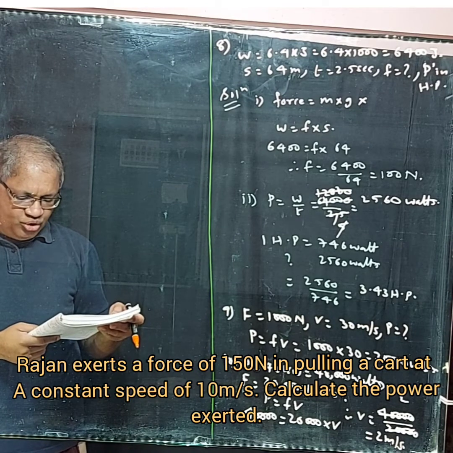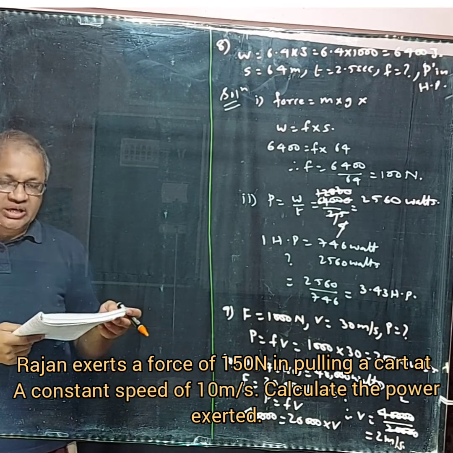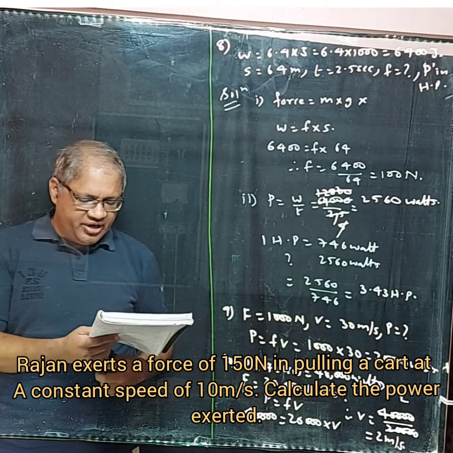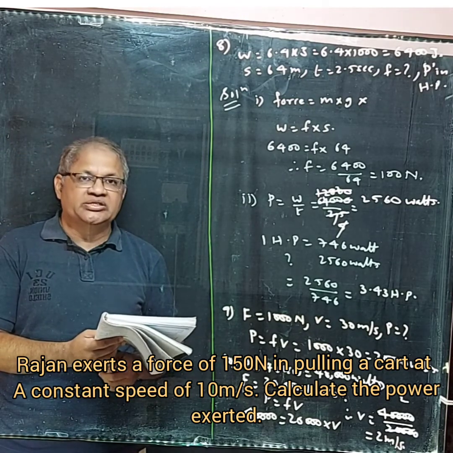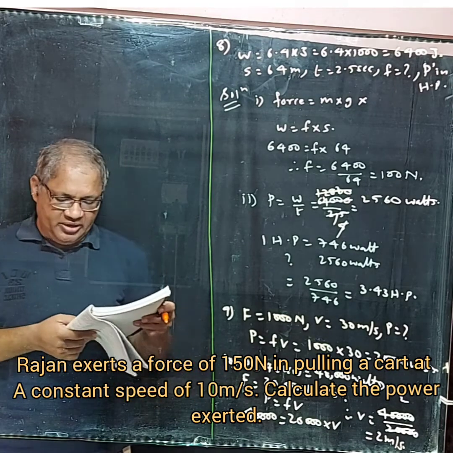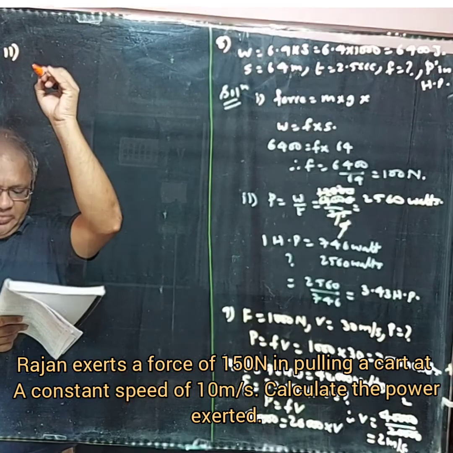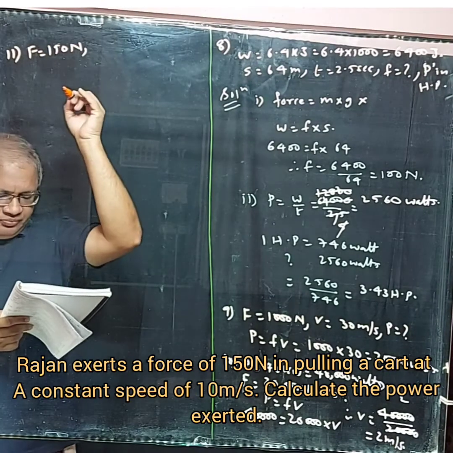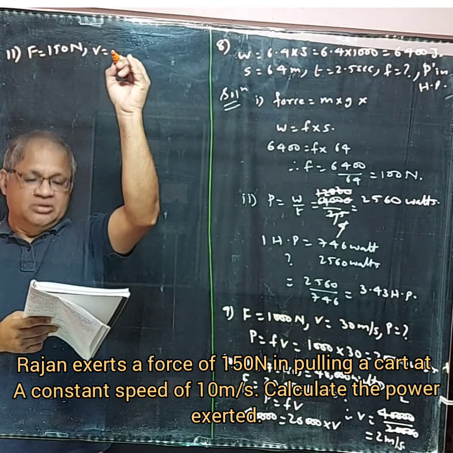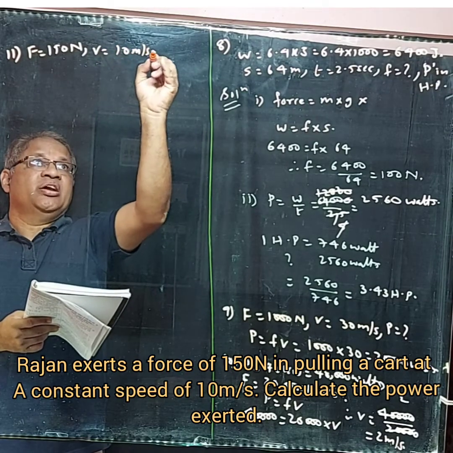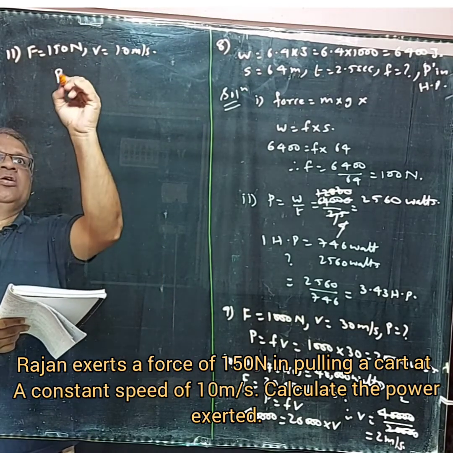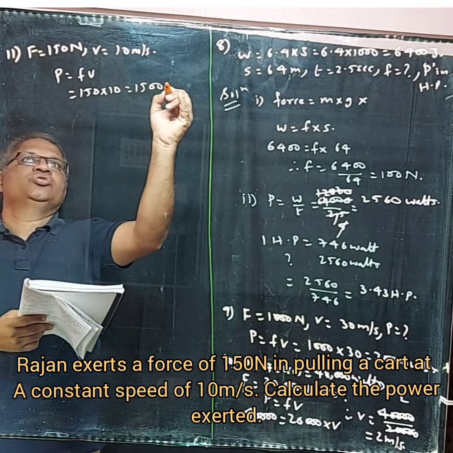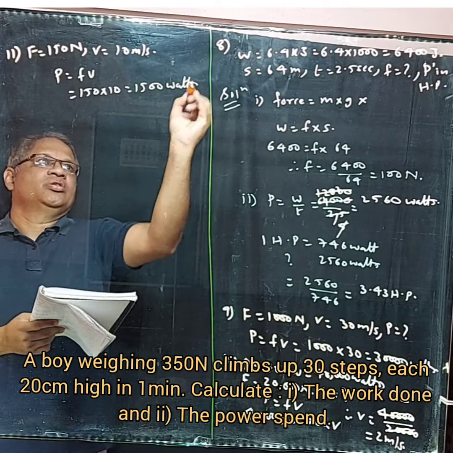Rajan exerts a force of 150 Newton in pulling the cart at a constant speed of 10 meter per second. Calculate the power exerted. Same way, power is equal to Fv. So first we'll write down the particulars. So force is 150 Newton. Speed is 10 meter per second. Calculate the power. Power is equal to Fv. 150 into 10, 1500 watts.